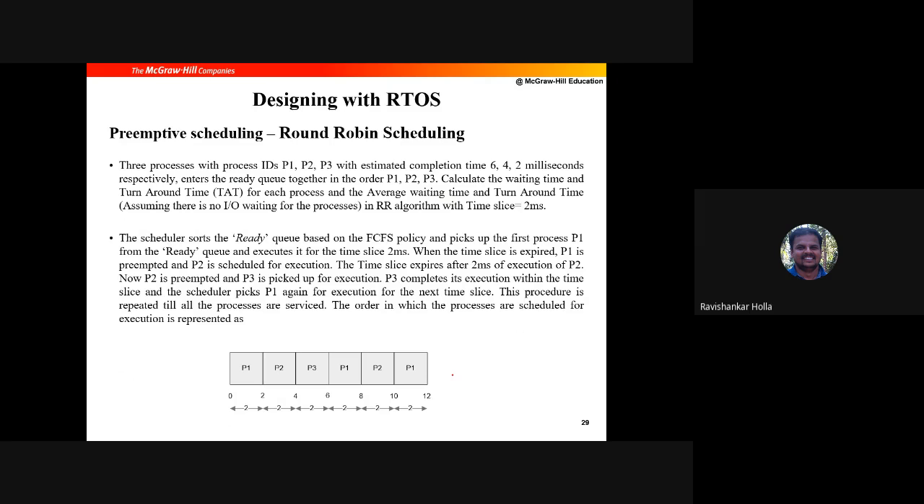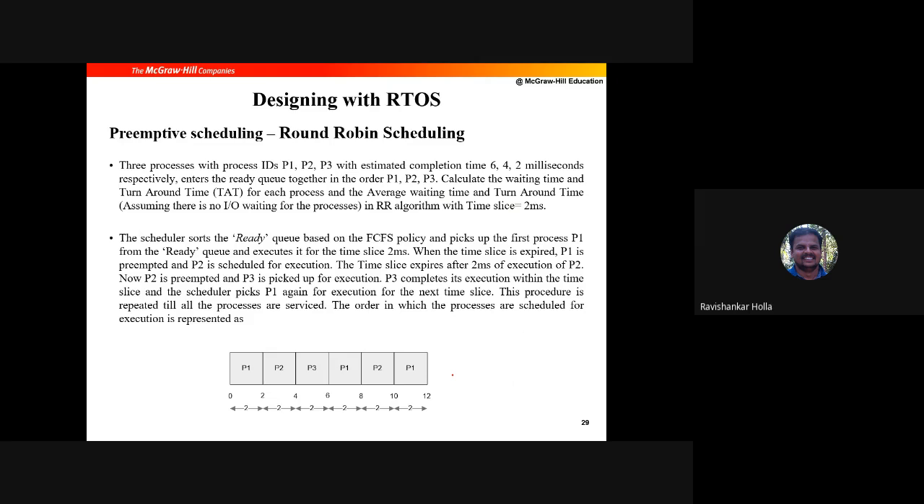Okay, going on. We will take again the same example, P1, P2, P3, but with a slightly different time period, because the algorithms are becoming a little more complex. So 6, 4, and 2. P1 has 6 milliseconds, P2 has 4 milliseconds, and P3 has 2 milliseconds. They enter the queue altogether. Calculate the waiting time and turnaround time for each process, and the average waiting time and average TAT in the round robin algorithm with a time slice of 2 milliseconds.